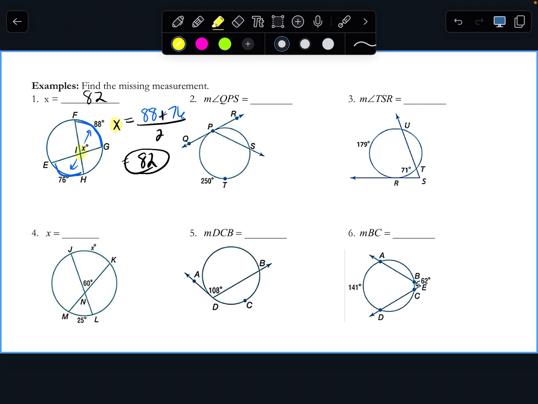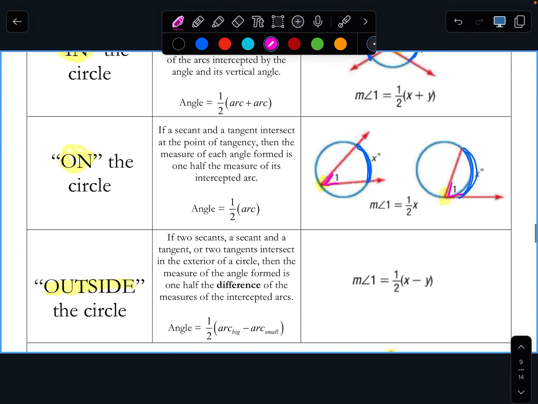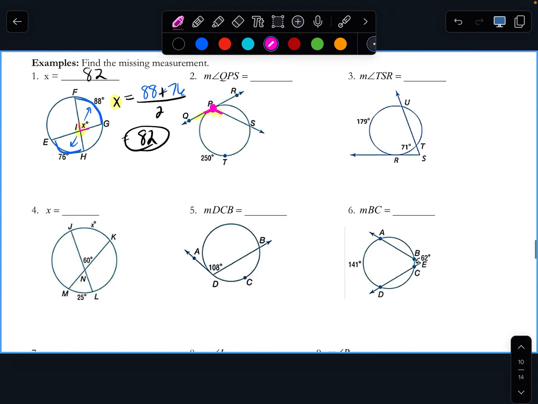Now we need angle QPS. Angle QPS is right here. What you have to notice is that it's on the circle, legitimately on it. Any of them on the circle is just cutting in half. That's nothing new from what we've done before. If it helps, extend the sides of the angle, and it's just the arc between the sides. So all you're going to do is cut 250 in half. Half of 250 is 125 degrees. And that's all you do.